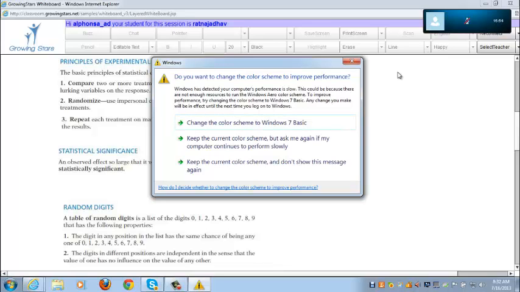Hold on one second. Let me see if I can make it larger. Okay.